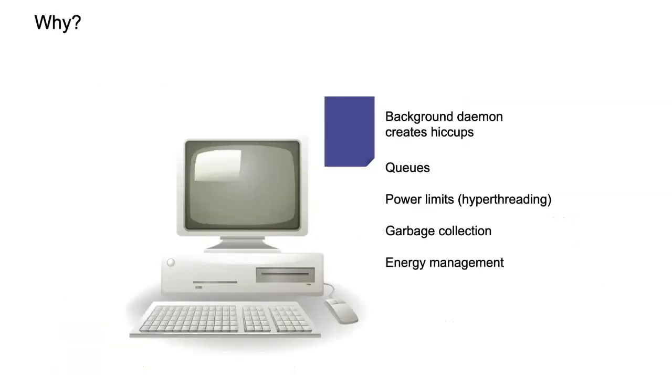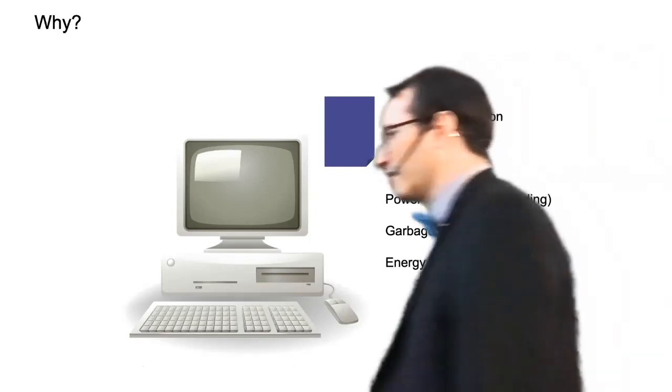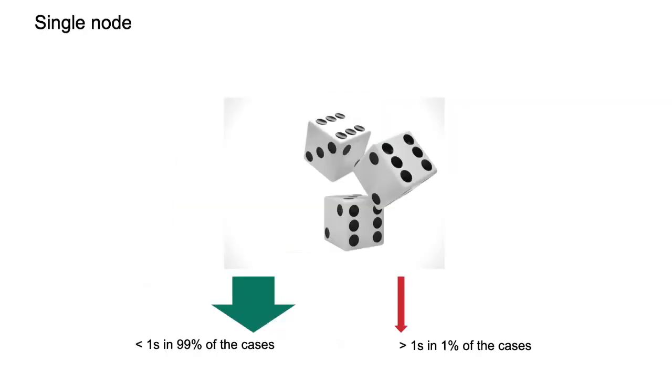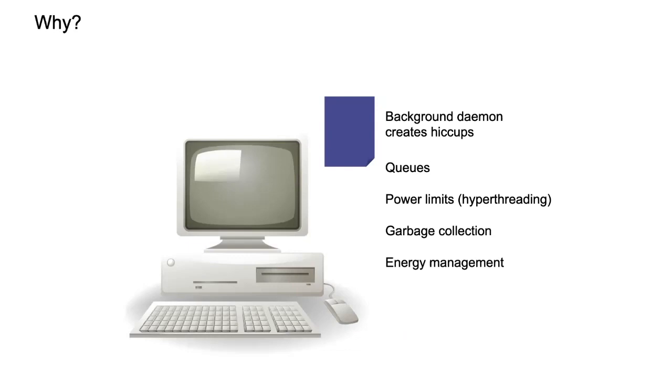And so what happens is that there are all these things that happen in the background that I don't really understand and don't actually need to understand. All I need to know is that this is happening. It has to do with power, with garbage collection, with energy management, with queues and so on. You have daemons running in the background that can create hiccups. It's totally unpredictable, but it happens. And when that happens, the machine basically has to stop for a while or wait until this completes, right?